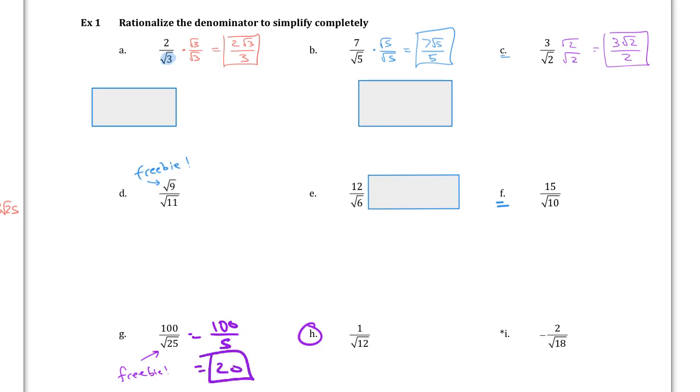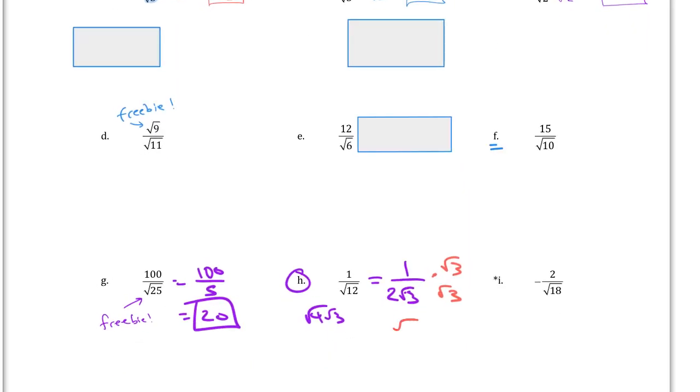A problem like H, where I have square root of 12, it's a good idea to try to simplify first. So square root of 12, I'm thinking root 4, root 3. So this is really 1 over 2 root 3. And now the square root in the bottom that I multiply by is just root 3. Root 3, root 3. I do that to the top and the bottom. The top, I just get root 3. And the bottom, I'm going to get 2 times 3, because root 3 times root 3 is just 3. 2 times 3 is 6, so here I get root 3 over 6.